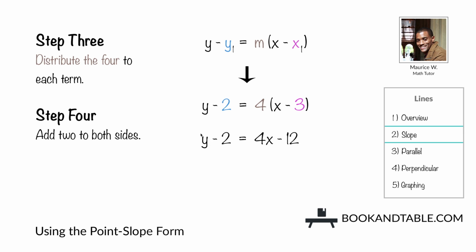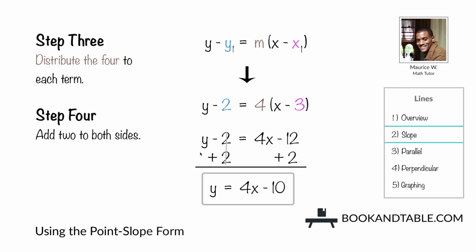So now we want to isolate our y. So we add 2 to both sides to get rid of this negative 2, leaving us with y is equal to 4x. Negative 12 plus 2 is negative 10. So the equation of the line using the point slope form winds up being y is equal to 4x minus 10.